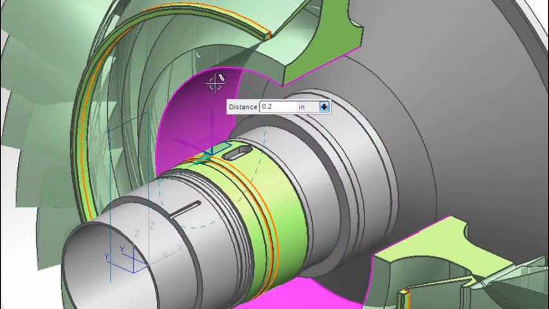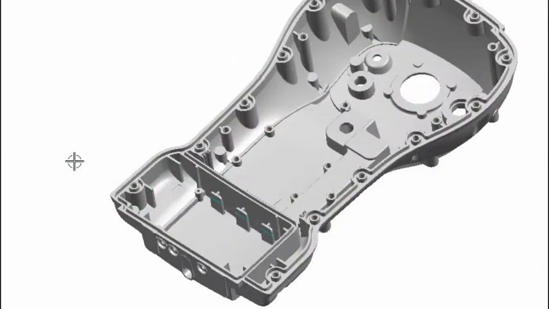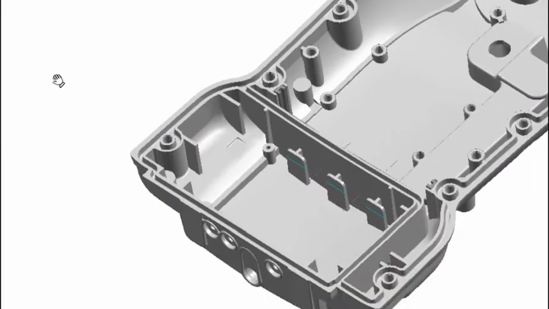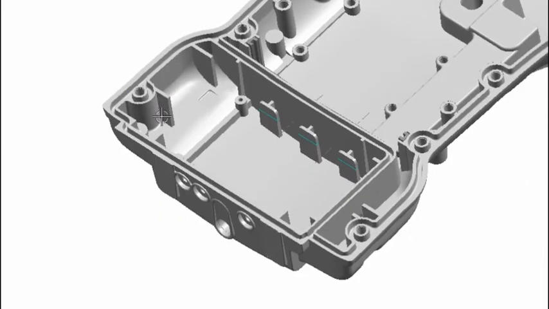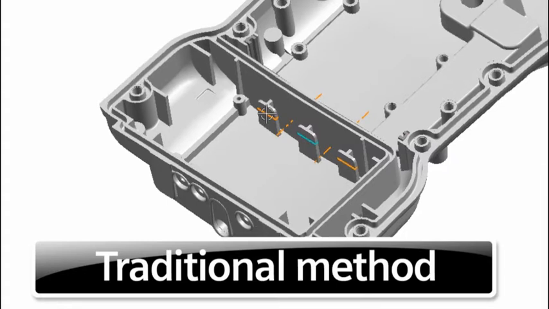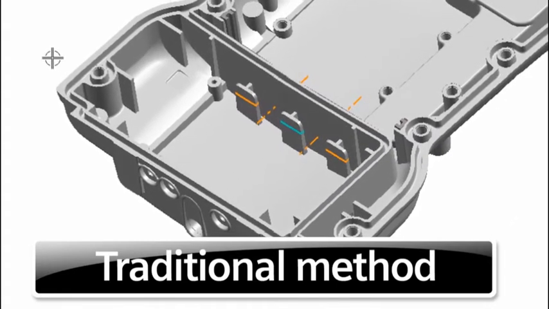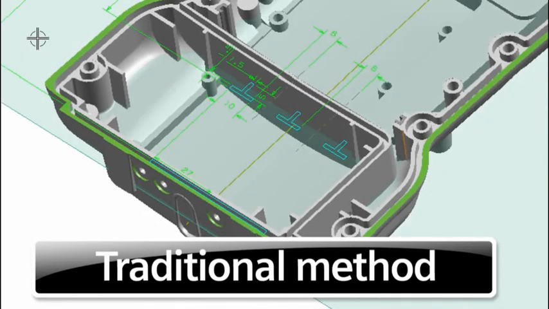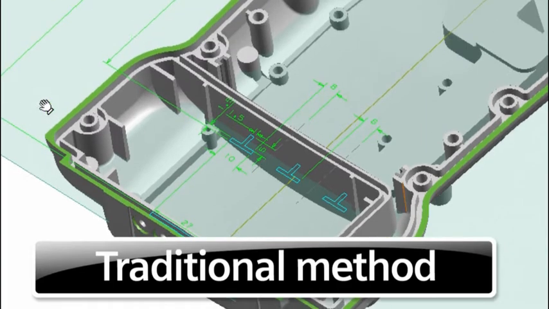Let's look at a more complex geometric case. Take this complex part with over 1,500 features in a traditional history tree. When an engineer wants to make a change to these 3 ribs, they have to trace how they were created in the original model. After investigating the model, our engineer sees that this feature was generated by sketching a profile. This was done very early in the model development and appears early in the history tree.